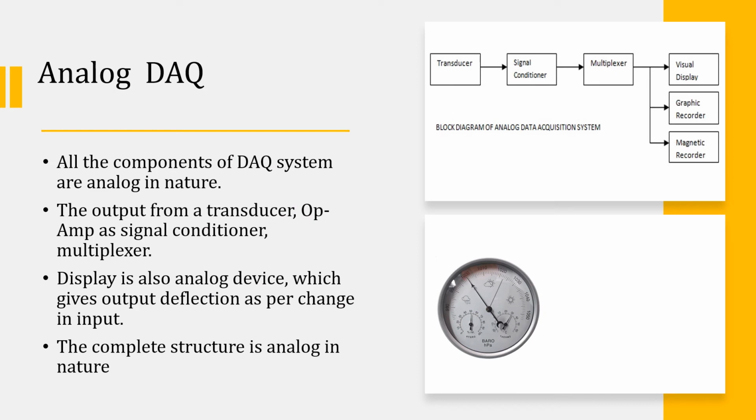Now data acquisition is of two types. First one is analog and second one is digital. So we'll discuss first one, that is analog data acquisition.